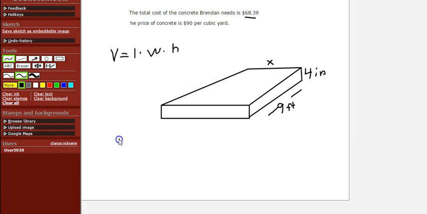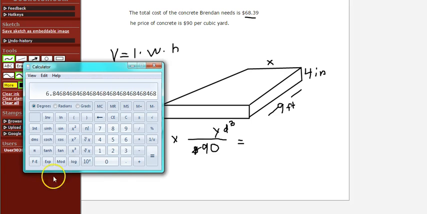He is spending $68.39. And we're going to use the factor label method to figure out how many cubic yards it is. So we put dollars, and if it starts in dollars here, we put dollars down here so they cross out. And yards cubed goes on the top. It's $90 per cubic yard. So these units will cancel out, and it'll tell you how many cubic yards he got, which is his volume. So let's go find that out.